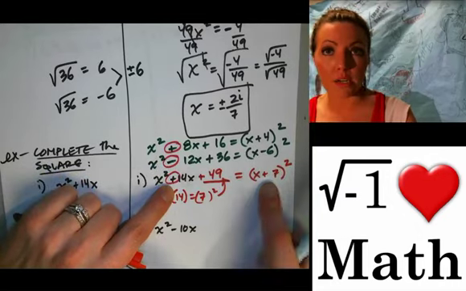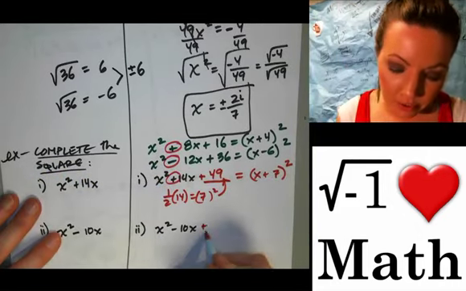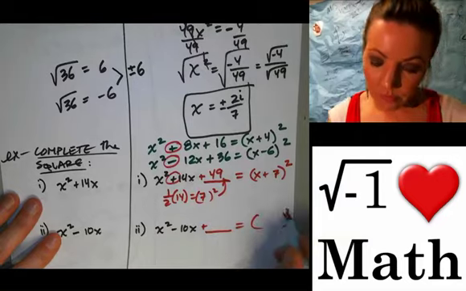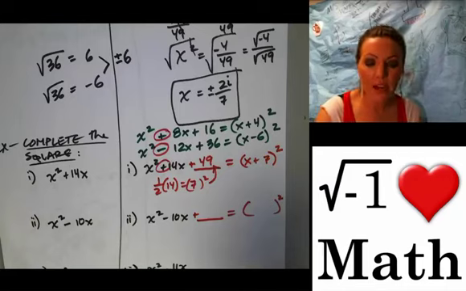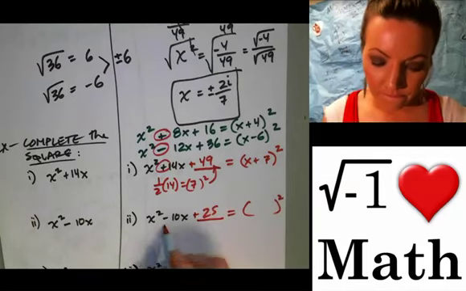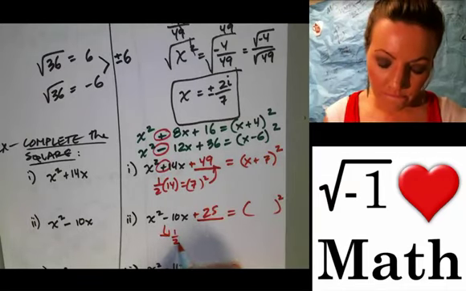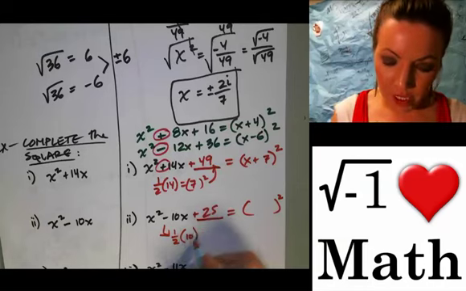All right, so now everybody look at the next one. What do we think we're adding to this to complete the square? Alan? 25. Good. How did you get that? Because the square root of 25 is 5. Good. Times 2 is 10. Good. Everybody give it up for Alan.